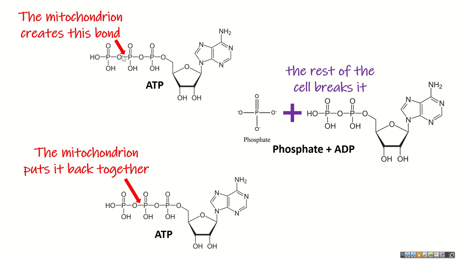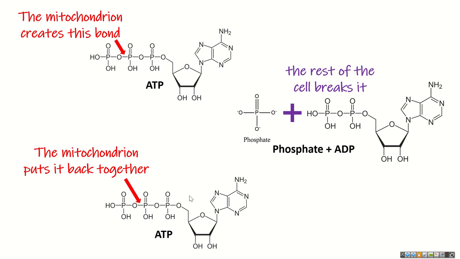The mitochondrion makes this bond, sends the ATP out to the rest of the cell. The rest of the cell breaks that bond and creates a free phosphate group and a molecule called ADP. Now, if ATP is adenosine triphosphate, ADP is adenosine diphosphate, di meaning 2. So now we only have 2 phosphates left. So we have ADP. Now, if we put the phosphate that broke off back on, then we've got 3 phosphates again, and we have ATP again.